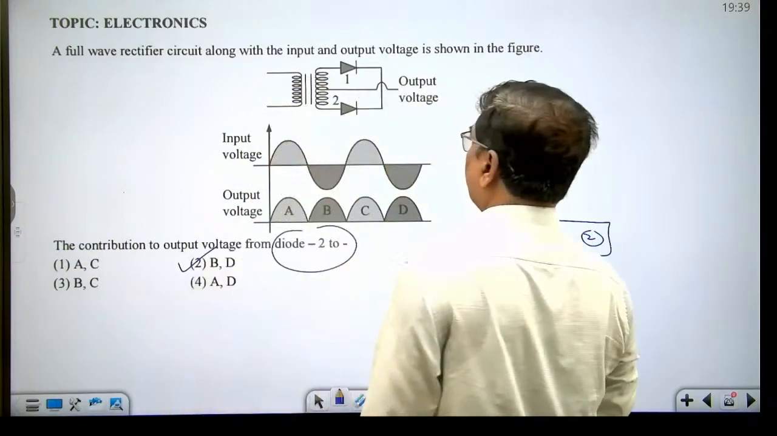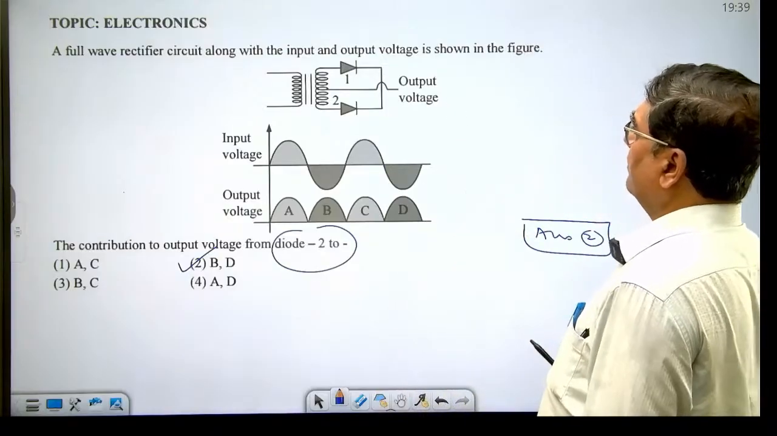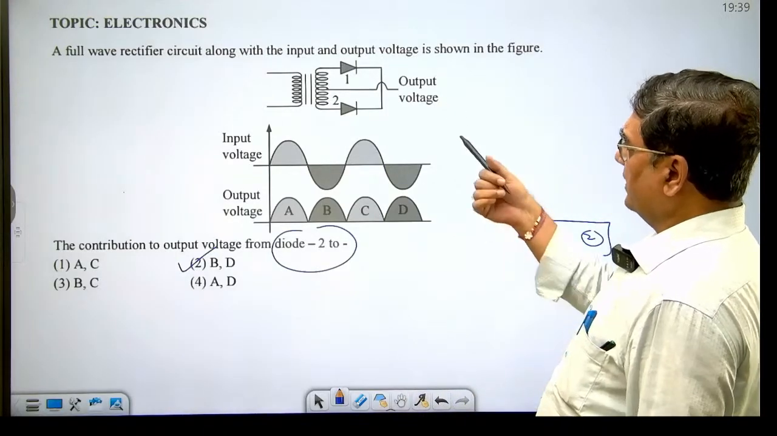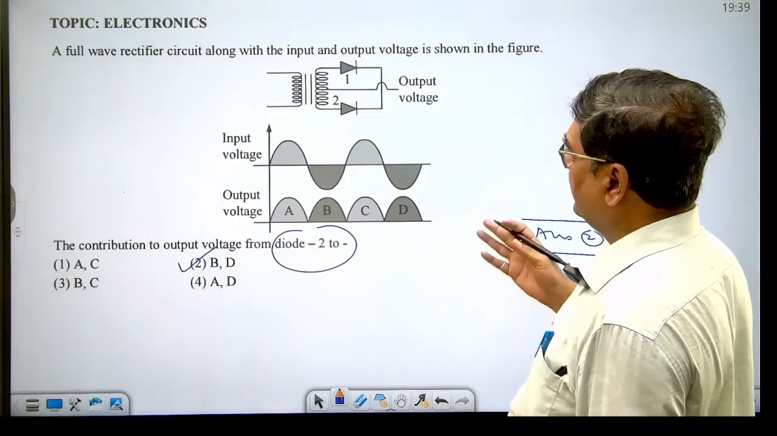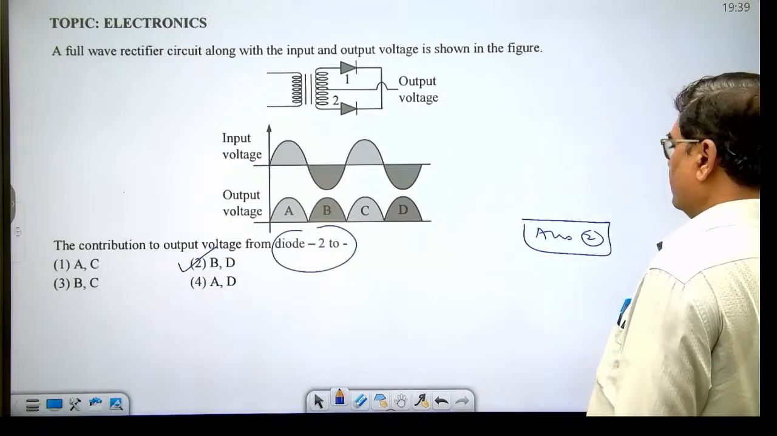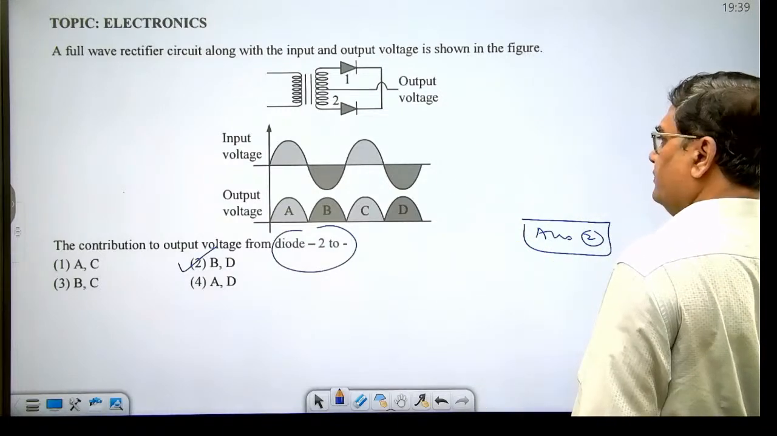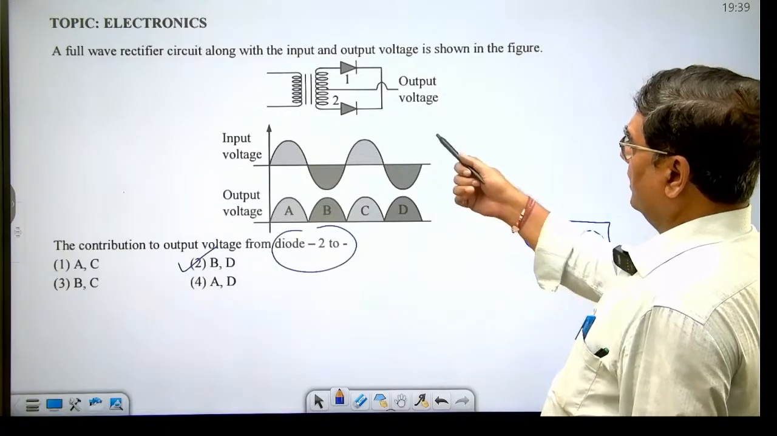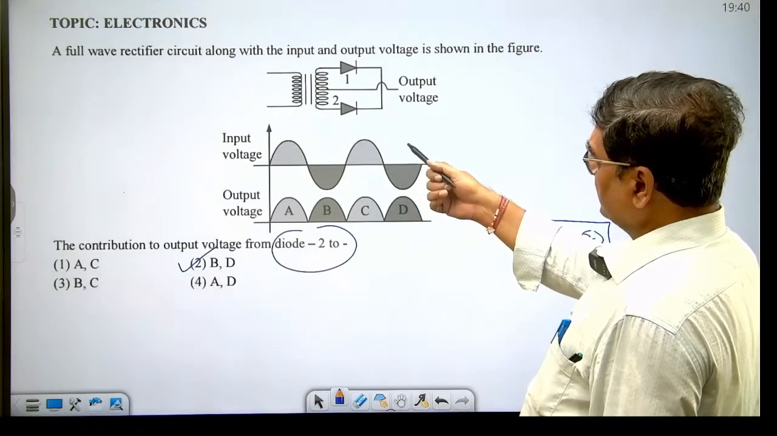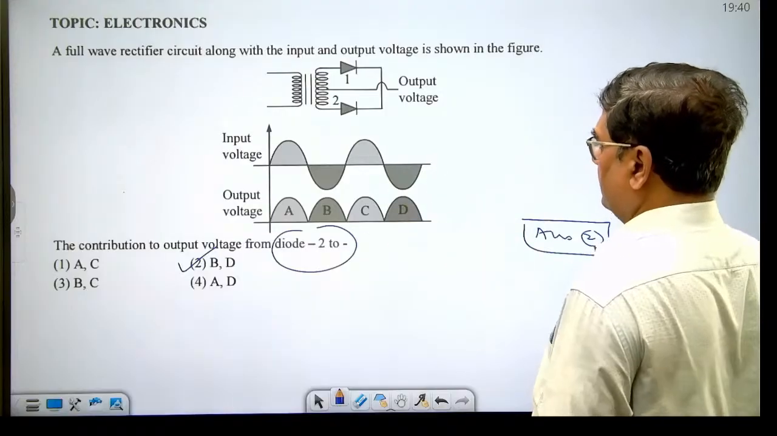For the first half part of input AC signal, diode 1 will conduct, and for the second half part of input AC signal, diode 2 will conduct, and this is centrally tapped transformer which will maintain phase difference of pi. So correct choice is option 2. Option 2 converts AC into DC by diode 2. Okay.